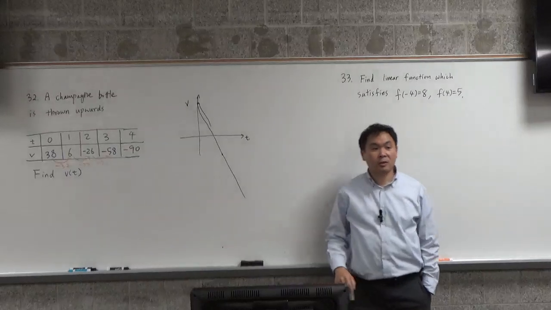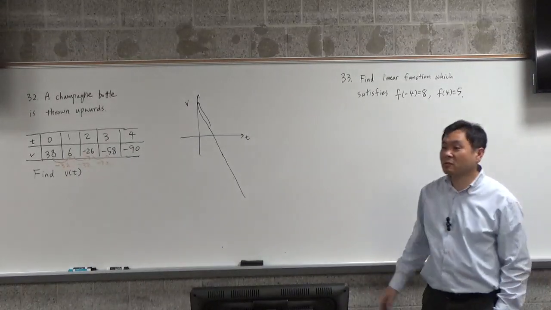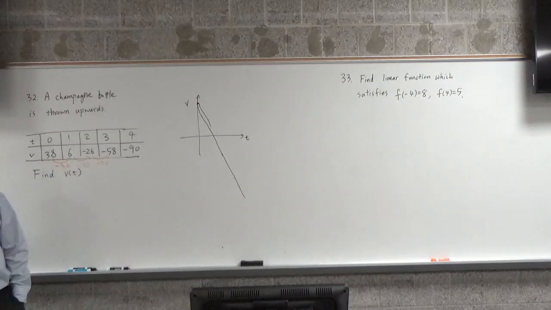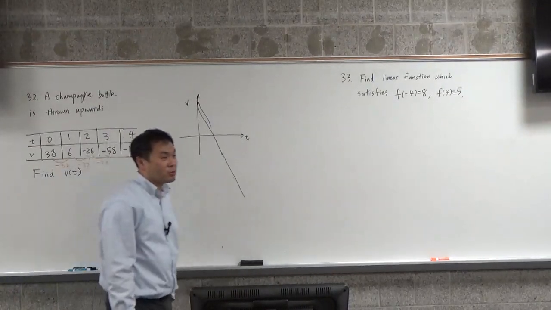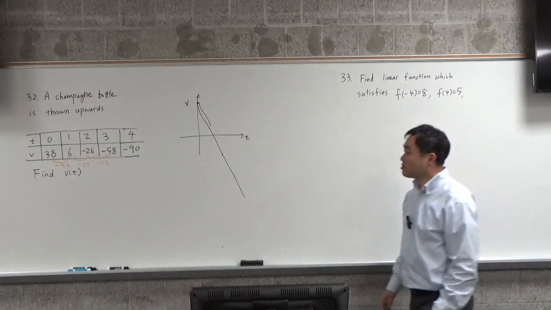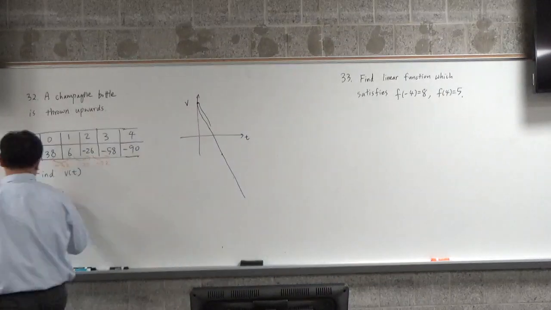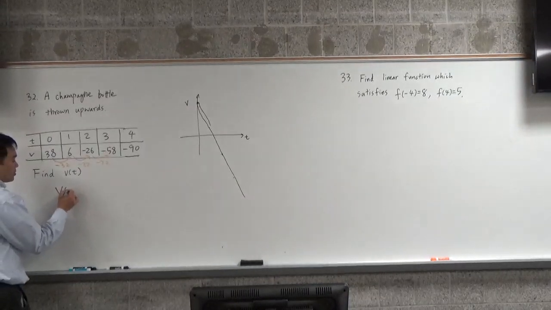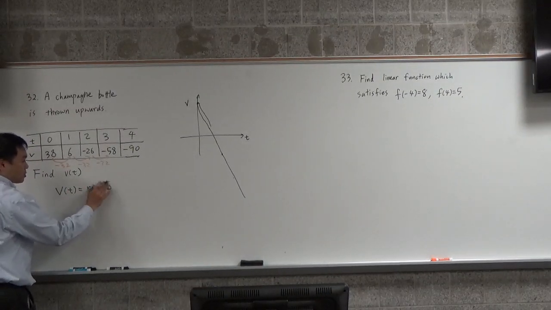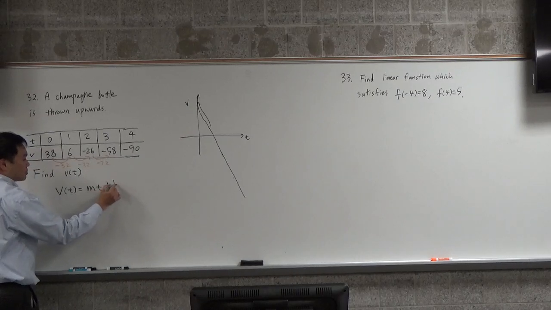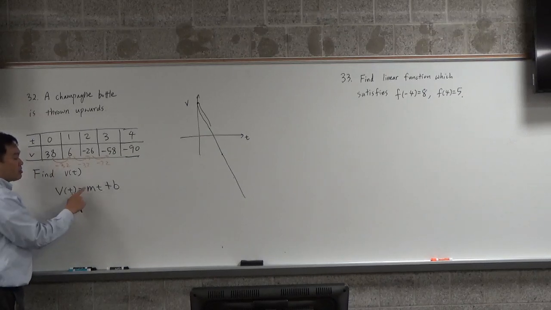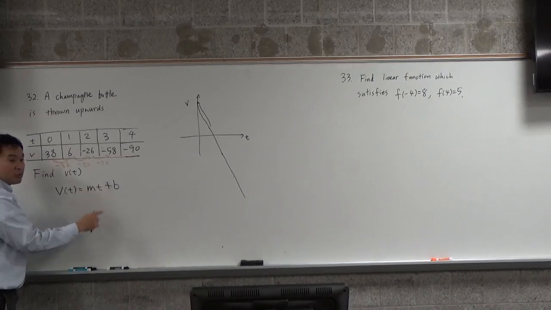Okay. And that's everything about these modeling type of questions. You just have to figure out if the function that you're looking for is a line. If it's a line, then you know what to do, right? What's the equation for a line? Yes. So in our case, V(t) is mt plus b, because our independent variable is t rather than x. So instead of mx plus b, you write mt plus b.